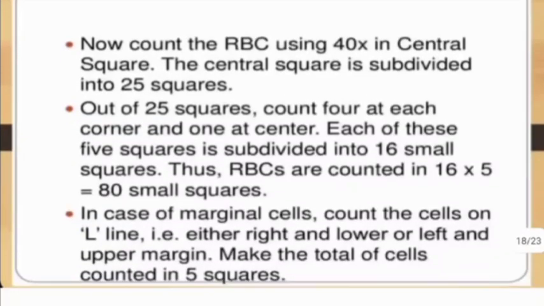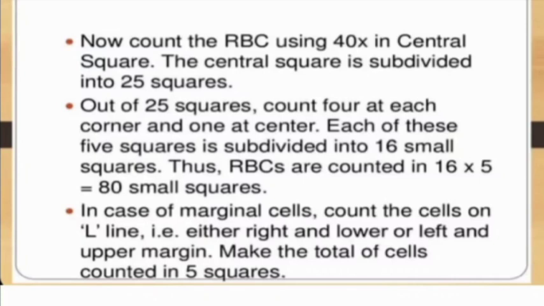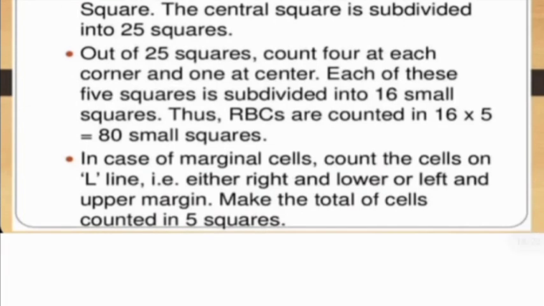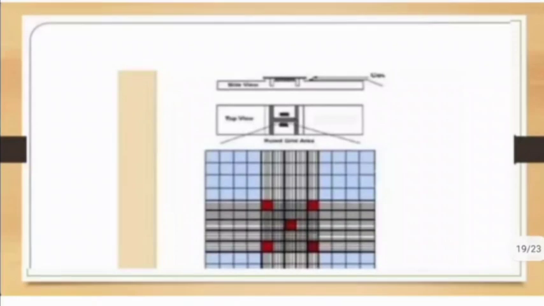Care should be taken that no air bubble is present inside the chamber and there is no fluid flowing beyond the ruled area. Now count the RBCs using 40x in the central square. The central square is subdivided into 25 squares. Out of the 25 squares, count 4 at the corners and 1 at the center. Each of these 5 squares is subdivided into 16 small squares. Thus RBCs are counted in 16 multiplied by 5 equals 80 small squares. In the case of margin cells, count the cells on the L line, either the right and lower or the left and upper margin. Make the total of cells counted in the 5 squares. As you can see in the image, these are the grid lines of RBC count.